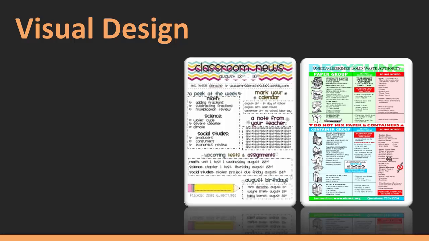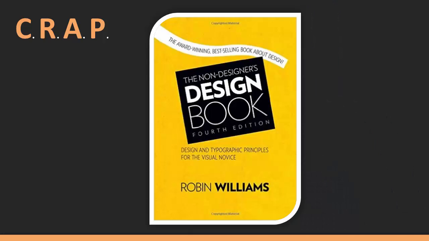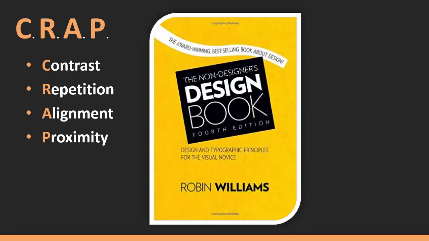Well, here's the good news. Thankfully, visual design is a process that can be taught. And perhaps no designer is more famous for demystifying the voodoo of design than Robin Williams. You remember her? Remember her CRAP principles? This is her book, the latest edition. Her CRAP principles are a fantastic way for non-professionals to understand the basics of good design. We're going to look at each of these principles in detail and look at a lot of examples. You remember these: contrast, repetition, alignment, proximity.